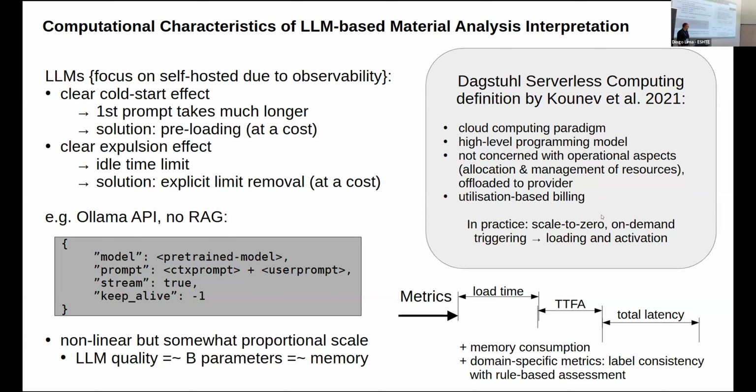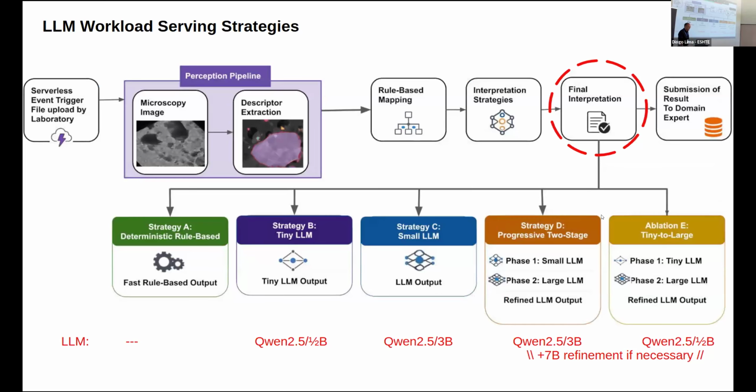So the quality metric we are discussing here is the so-called label consistency. We have human labeled images, and then we check if the LLM is catching all of the issues. So the strategy looks like this. The lab experts are uploading microscopy images. We do the pre-processing, we do mapping, and then we are running a couple of strategies. The baseline is the rule-based assessment, and then differently sized LLMs. Here we have the smallest one, the tiny one, 500 million parameters, and the small one, 3 billion. And then the same 2 small ones also with the refinement, and we call them the strategies B, C, D, and E.